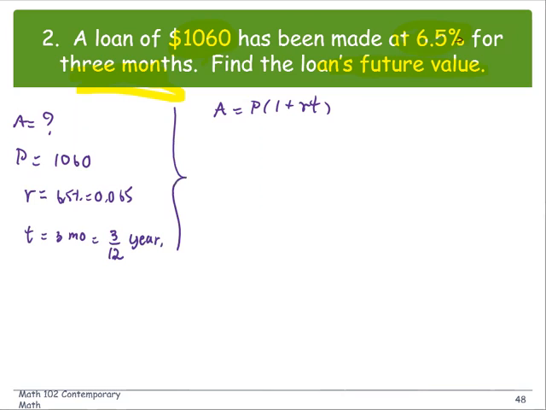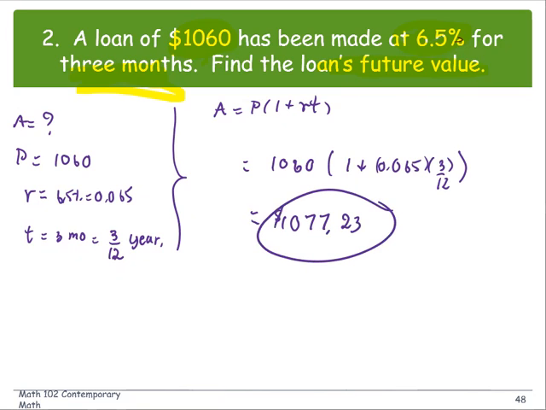Put all the information into the formula to find the A. P is 1060 multiplied by 1 plus the R, which is 0.065, multiplied by the T, which is 3 over 12. Make sure you put in the right order of operations when you use the calculator. The number will come out as 1077.23 as the future value after 3 months based on this information.